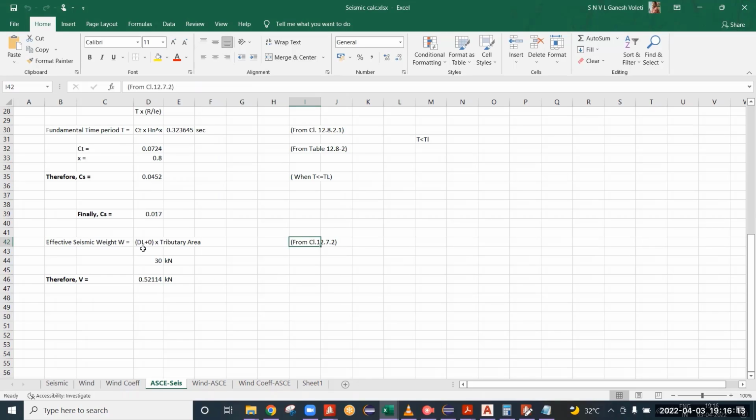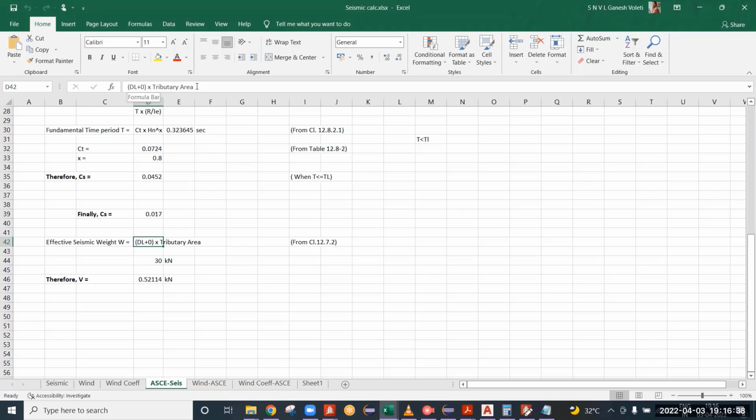Section 12.7.2, in that you can observe dead load into tributary area. Directly they have given for the roof, because they did not take any value for live load. So that's why we have taken dead load plus 0 into tributary area. But practically most of the companies take 25% of live load: dead load plus 25% of live load into tributary area.